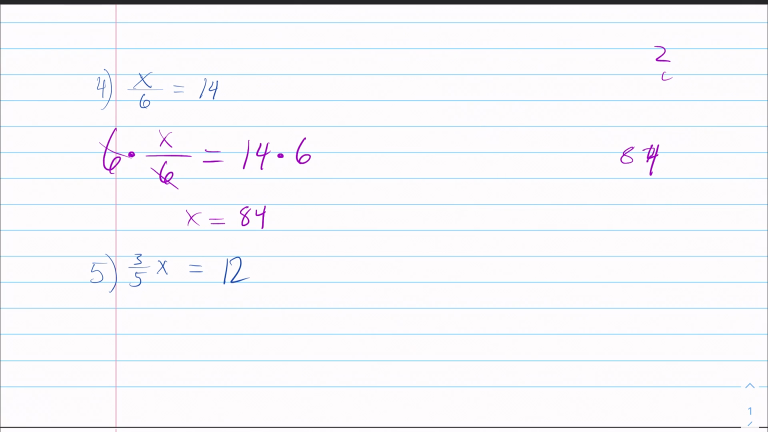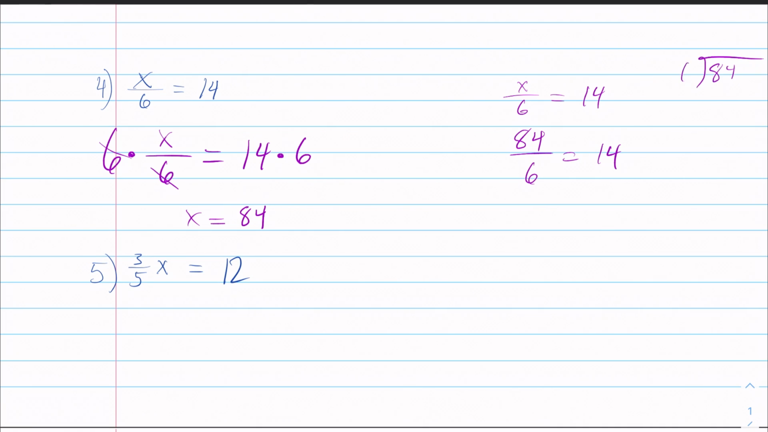Now, to check our work here, instead of x, we need to put in 84, because that's what I just found out that x was. So 84 over 6 equals 14. And then, does 84 divided by 6 actually equal 14? Yes, it does. I know this because, take a look.